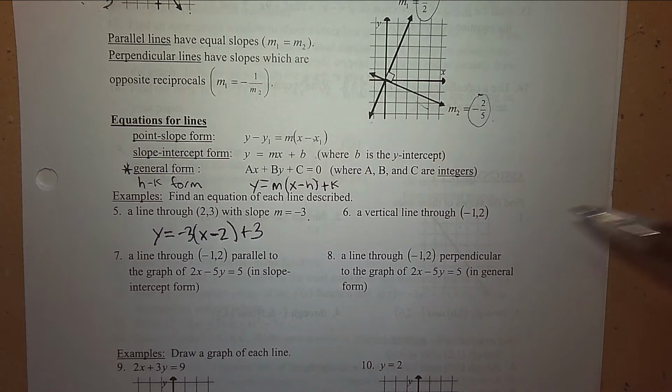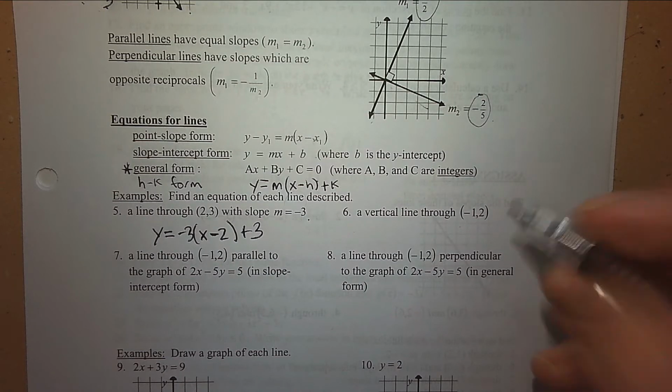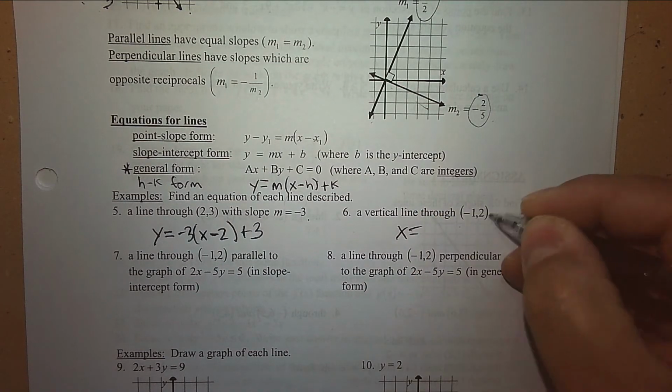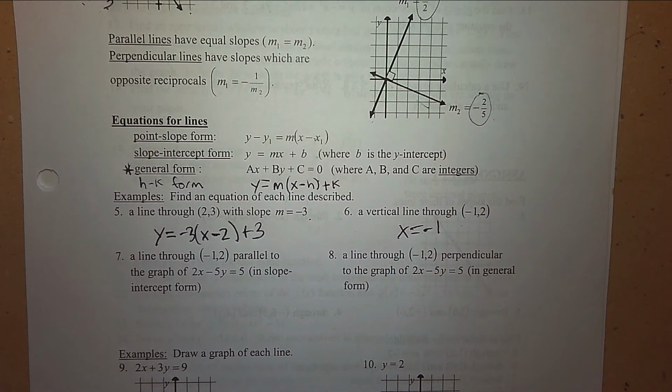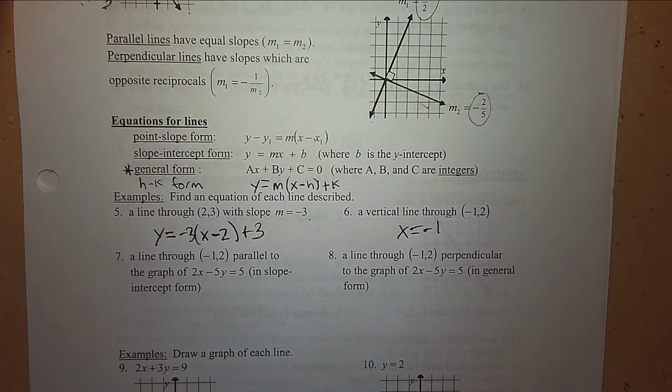Number 6, a vertical line through that point. What's the form of a vertical line? Now you can look at that blue and yellow poster. What does it look like? On the bottom left: x equals a number. What does x equal in this case? -1. So x equals -1. That's the form of a vertical line, and it goes through that point because the x coordinate is -1.